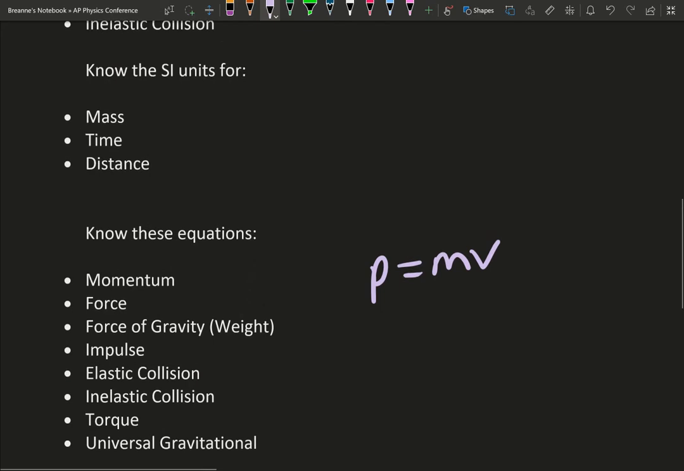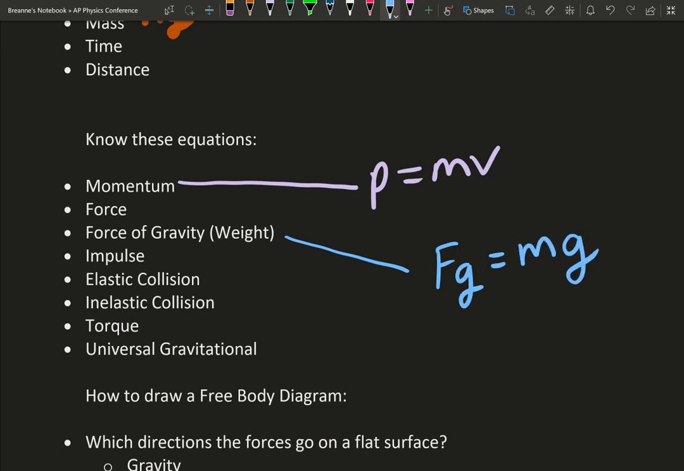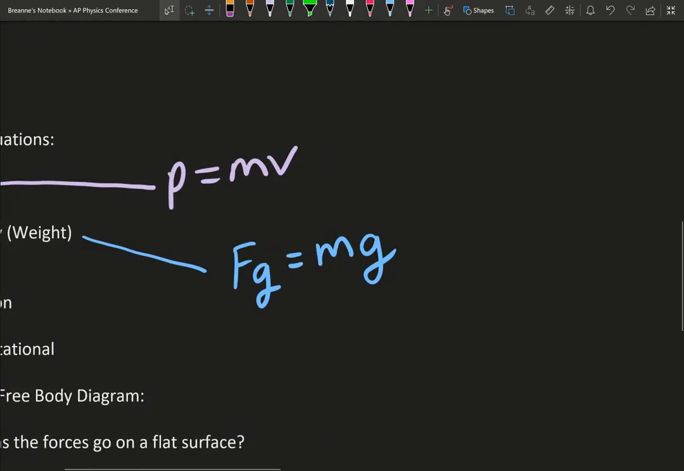Your SI unit for mass. Hopefully you remember that for mass, it's kilograms. An object with a mass of some big number in grams would have a weight of blank. So this is where knowing our equation of force of gravity comes into play. Force of gravity, or weight, is force of gravity equals mass times acceleration due to gravity. So you would multiply them together, but you would need to convert that grams to kilograms. To convert from grams to kilograms, there are 1,000 grams in 1 kilogram.